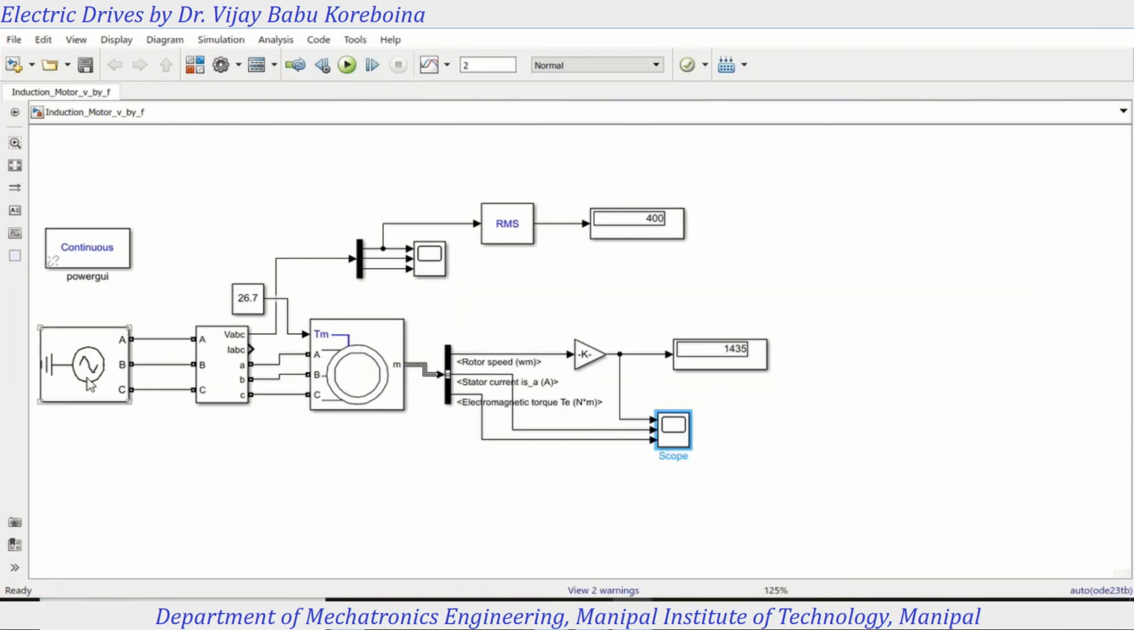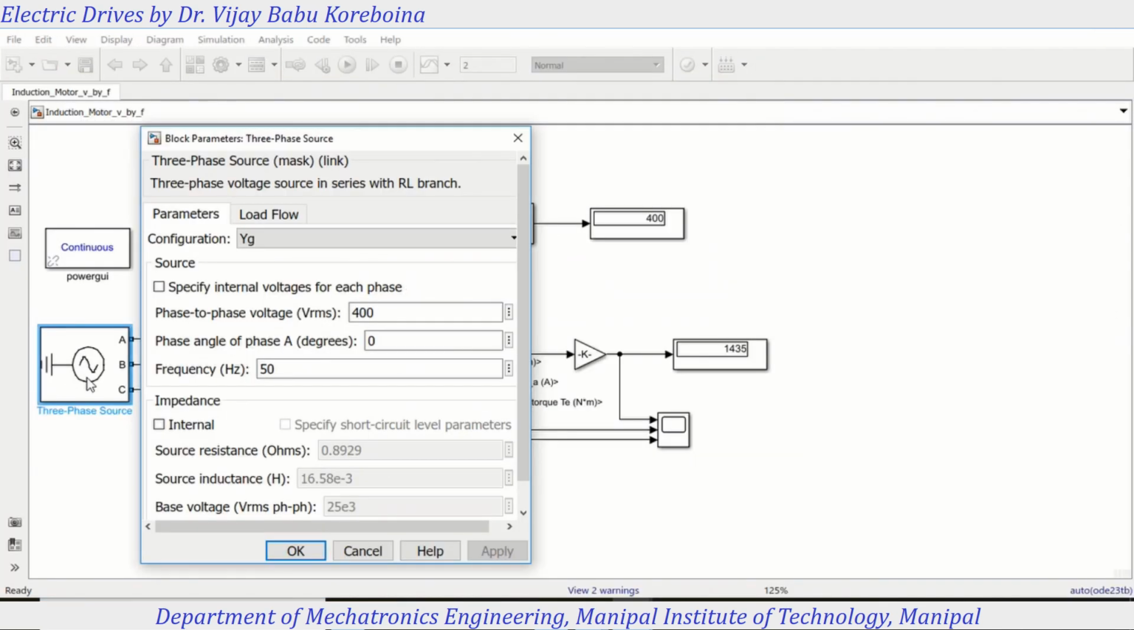Now, what is meant by V by F ratio? If I have to run below the rated speed, I have to maintain the constant flux region. That means if I reduce F, then simultaneously I have to reduce V. That is the meaning of the V by F ratio.